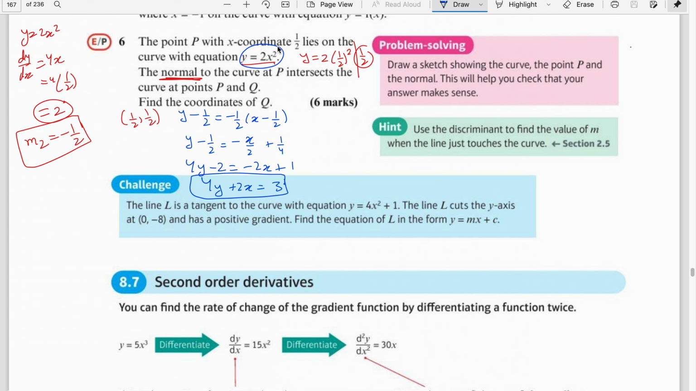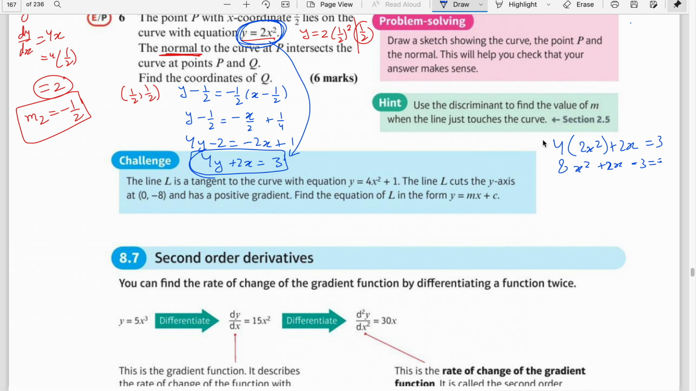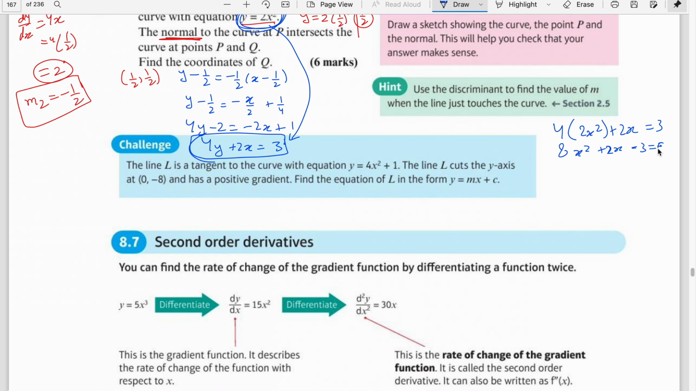Now y equals 2x squared, and we have this equation. I'm going to substitute that here. So 4 and substituting y, that is 2x squared plus 2x equals 3. 8x squared plus 2x minus 3 equals 0. And let's try mid-term breaking. 8 times 3 is 24. So 8x squared plus 6x minus 4x minus 3.